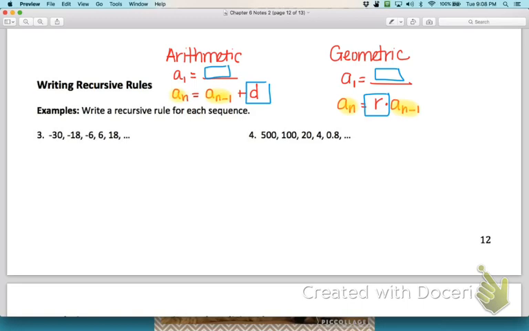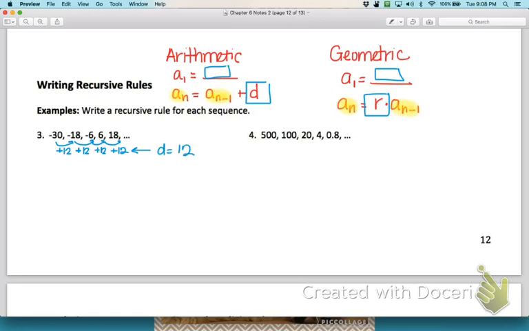So if we look at number 3, the first thing we have to decide is if it's arithmetic or geometric. And to do that, we have to think about what the pattern is. We want to see, are we adding or subtracting the same thing every time, or are we multiplying and dividing every time? Well, for this one, we are adding 12. Plus 12, plus 12, plus 12, plus 12. That means that d is equal to 12.